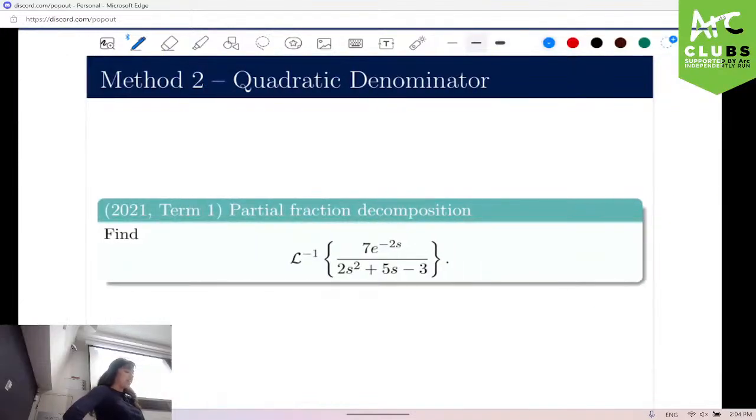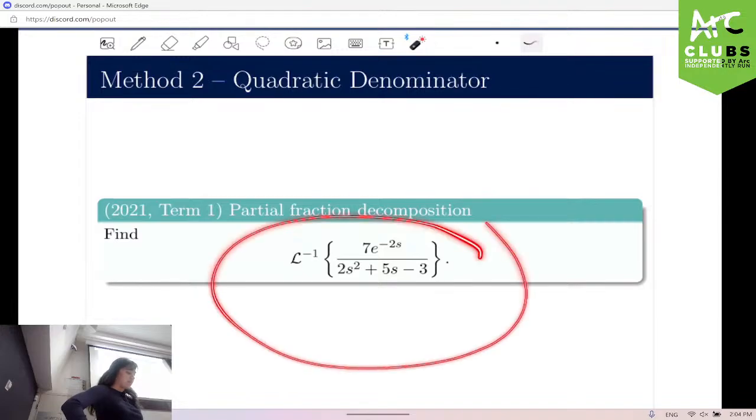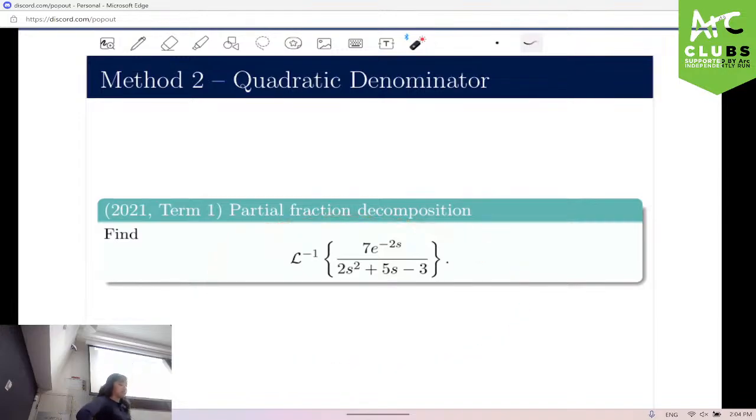So next one. What happens if we can't complete the square, or if completing the square looks like it takes too much effort? This is an example of that. Let's find the inverse Laplace of 7e to the power minus 2s over whatever that quadratic is. So let's look at this. Does this look like the first shifting theorem or the second shifting theorem? The second one. Why?